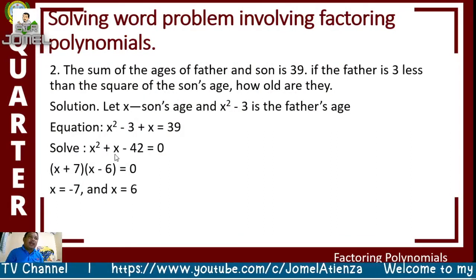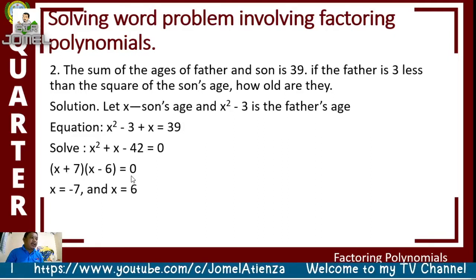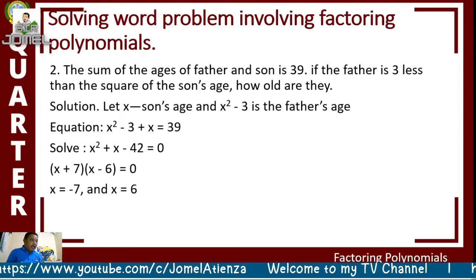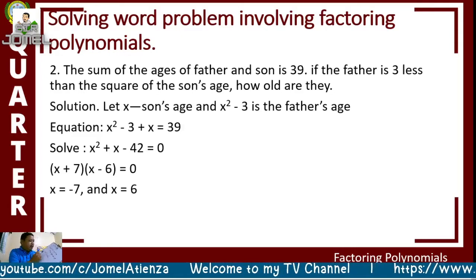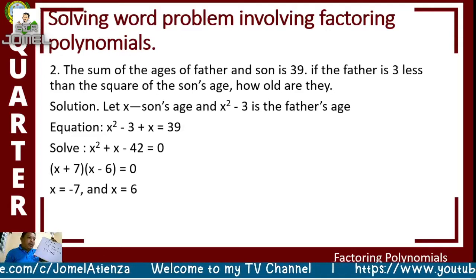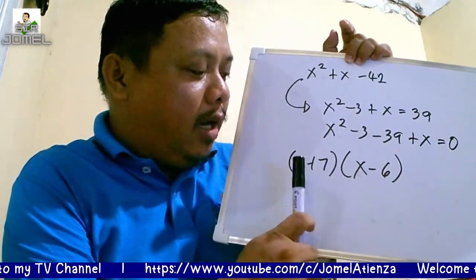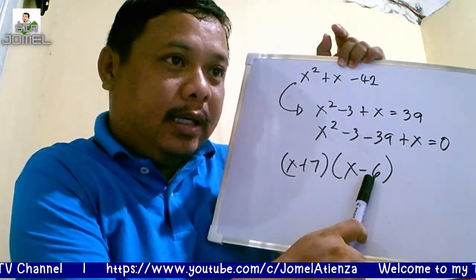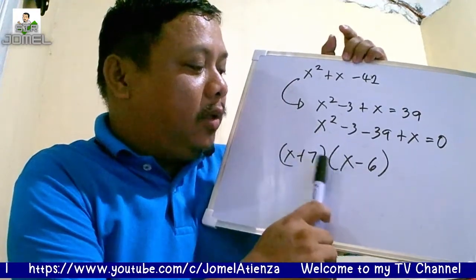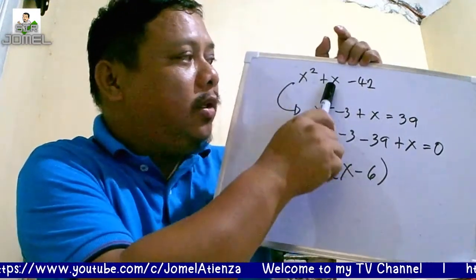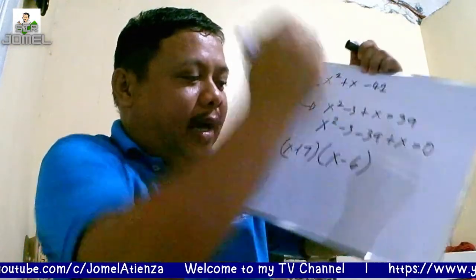So, factoring trinomials. Using the trial and error method, we have x plus 7 times x minus 6 equal to 0. Why is that? Because for x plus 7 and x minus 6, if we use the FOIL method, the product of the first terms is x squared. The outer terms give negative 6x. The inner terms give 7x. Adding positive 7x and negative 6x gives positive x. And 7 times negative 6 is negative 42. And that is equal to 0.